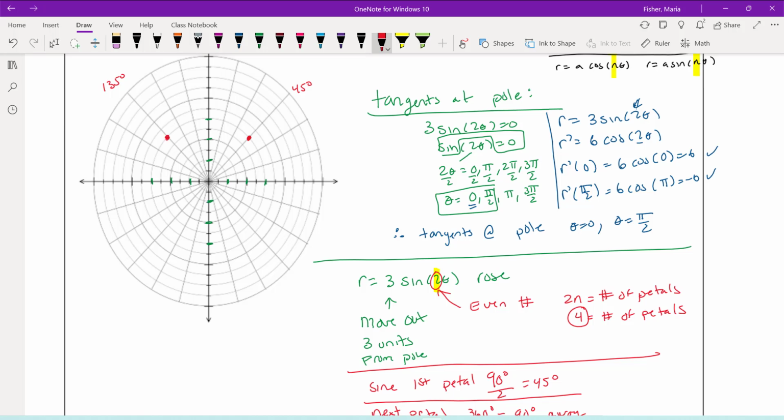I have 4 of these, so 90 degrees past that is 225 degrees. So draw your next petal. And I'm just drawing the point for that next petal, and then the next one's going to be at 315 degrees because that's 90 degrees away. So there's that point. So then draw in your petals. And there we go. That's the graph of 3 sine of 2 theta.